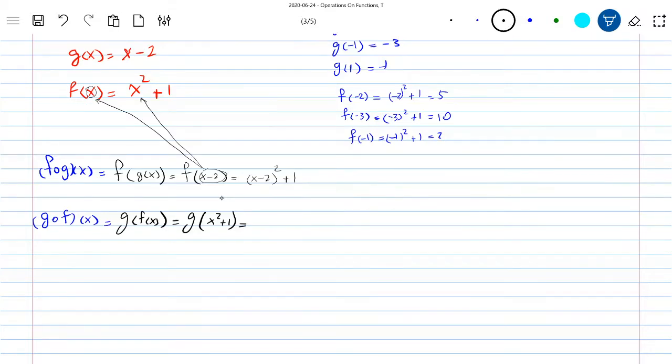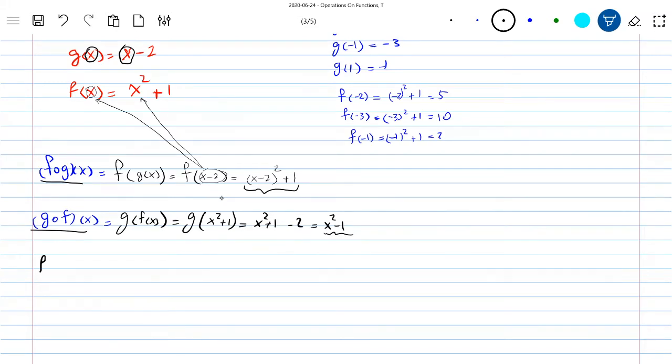So where does x squared plus 1 end up? Inside the g function. So every time I see x, I replace it with x squared plus 1. So I get x squared plus 1 minus 2. Instead of the x, I replaced x squared plus 1. And you can simplify it, it's x squared minus 1. I just wanted to show you that these two are different. It's not the same thing. This one is x minus 2 squared plus 1. The other one is x squared minus 1. So don't expect the result of the composition to be the same thing.